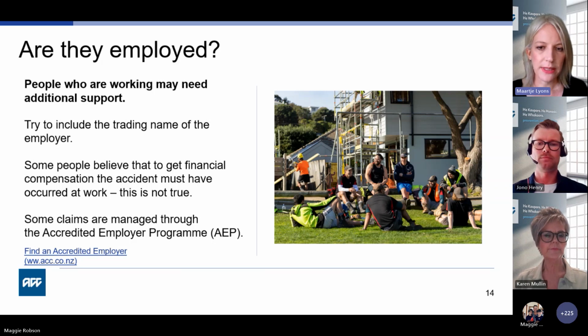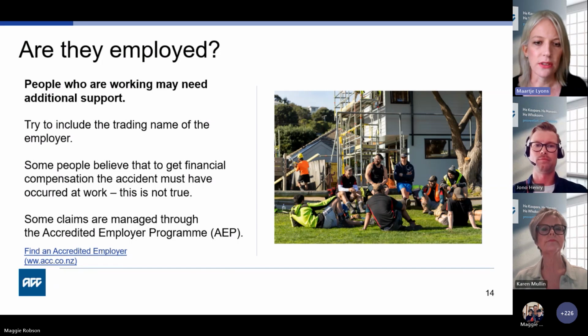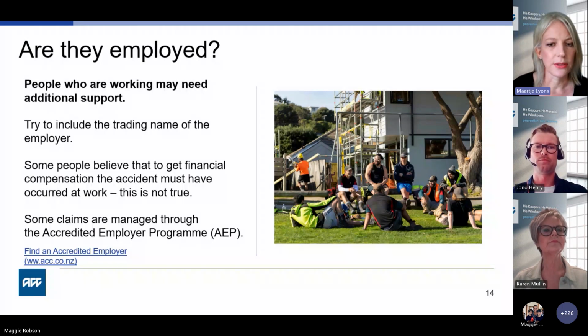So from a practical perspective, wherever possible, include as much accurate detail about your patient's employer, including the trading name. Now, I know that sometimes your patient doesn't know this exact information. In that situation, just include as much as you can. For example, if you know that they work at a supermarket, try to be specific about which supermarket they work at, and even include what suburb the supermarket is located in.